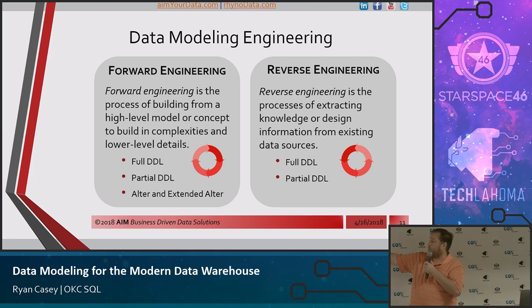So that's simple, but what's an alter, extended alter? I'm just kind of curious. Does anyone know what an alter, extended alter, or what they're talking about there?